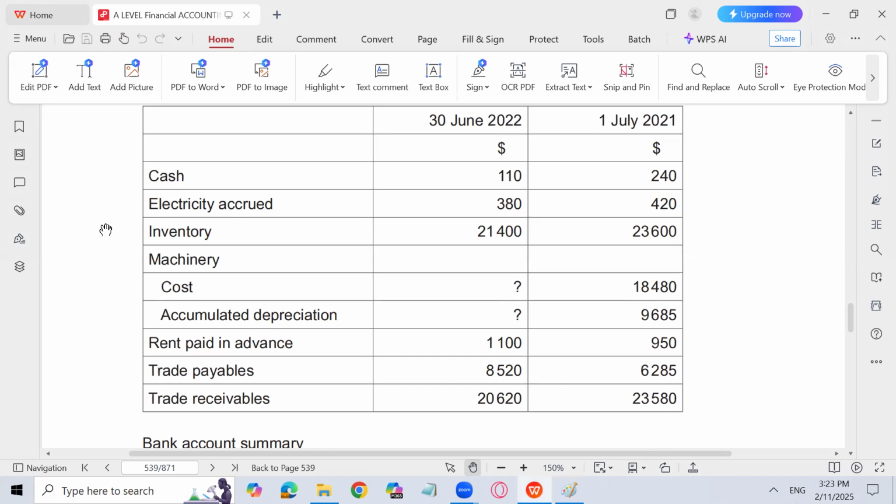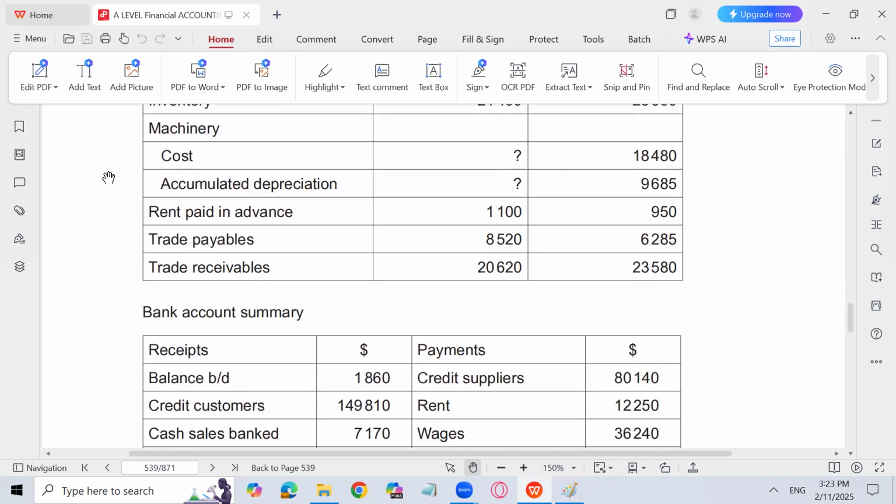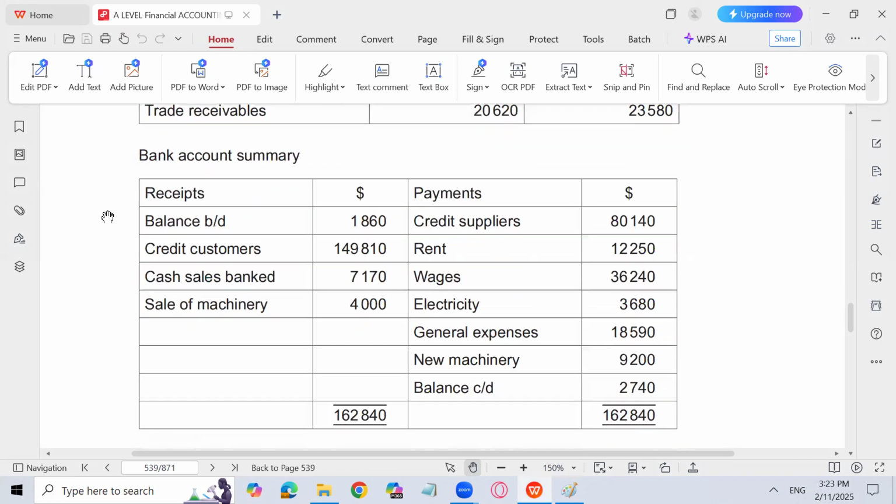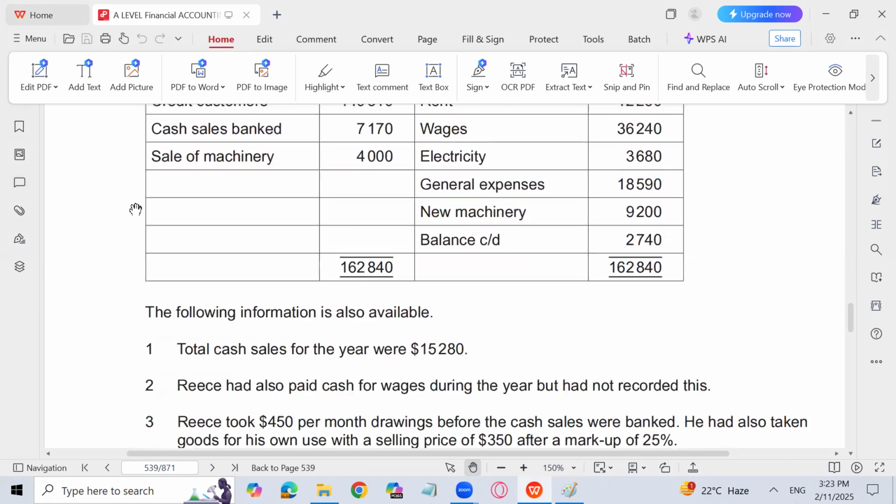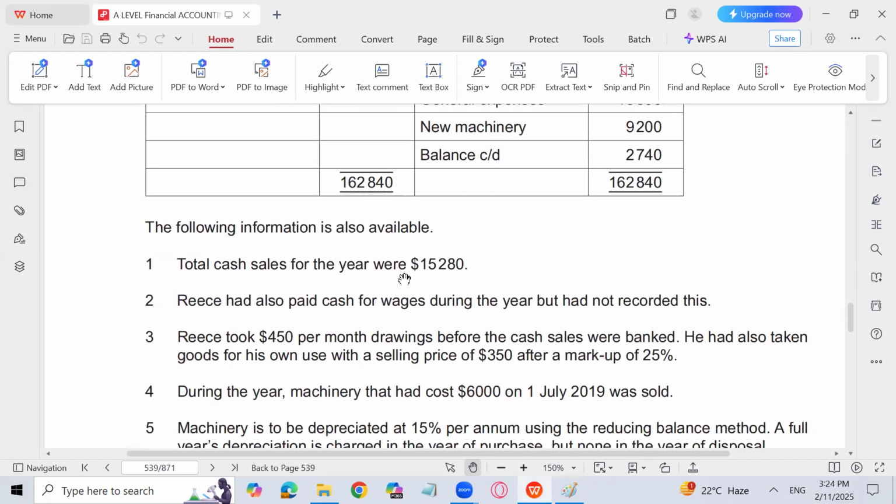Rent paid in advance, opening closing is given, trade payables, trade receivables are given. Bank account summary, brought down 1860. That is the amount received from trade receivables, cash sales banked, sale of machinery 4,000, credit supplier, payment to supplier, rent, wages, electricity, general expenses, new machinery we have purchased. Total cash sales for the year were 15,280. So total cash sales are given, that is 15,280.